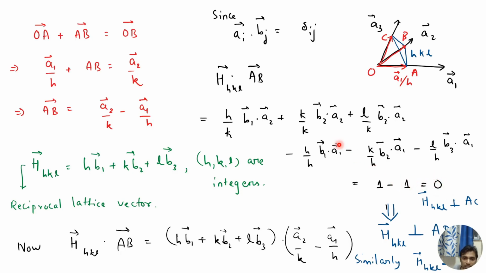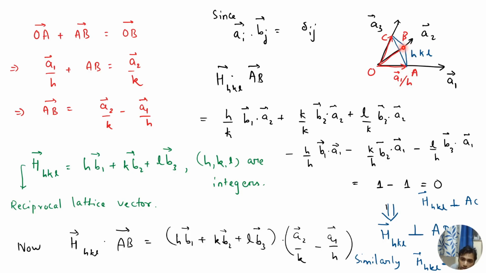So what you get here is this dot product of hkl and ab is 0. That means h of hkl is perpendicular to ab. So now we have taken an edge of this triangle and showed that ab is perpendicular to hkl. By a similar argument, you can also show that h of hkl is perpendicular to bc as well as ac.